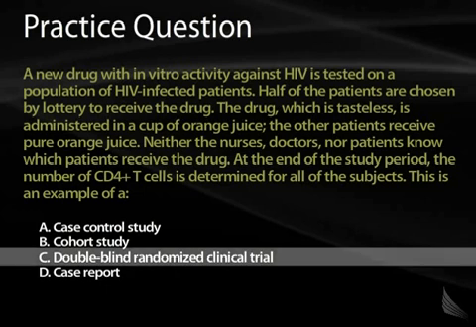The correct answer here is a double-blind randomized clinical trial because that's what the question is telling you. First of all, the subjects are randomized because it says that they are chosen by lottery to receive the drug or not to receive the drug. And it's double-blind because neither the nurses, doctors, nor the patients know who is getting the drug. The fact that the drug is tasteless helps ensure that nobody can figure out which subjects are getting the drug versus which subjects are getting the placebo.